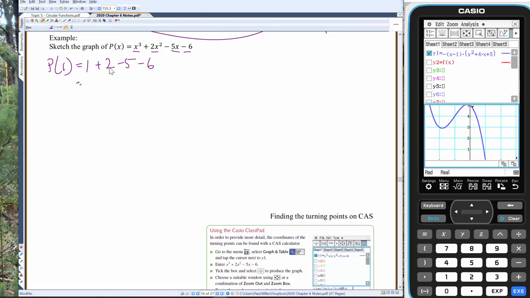What's that? 3 take 5 is not equal to 0, so it's not p of 1. P of negative 1 is negative 1 plus 2 plus 5 take 6, and I think this might be a goer. Negative 7 plus 7 is 0. Therefore, x plus 1 is a factor. Okay, so feel free at this point now to do some either long division or equating coefficients.